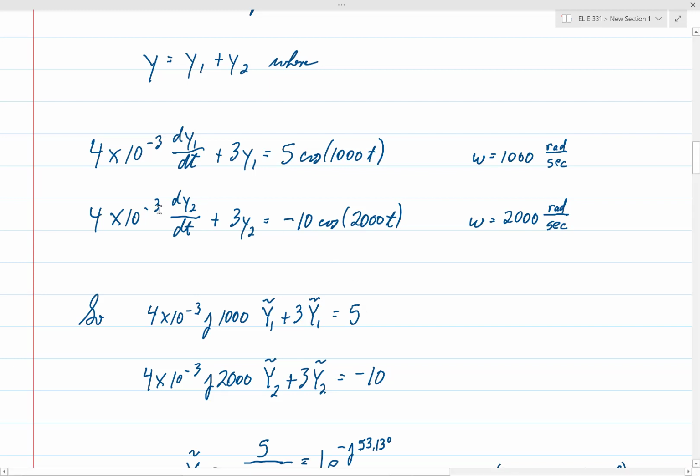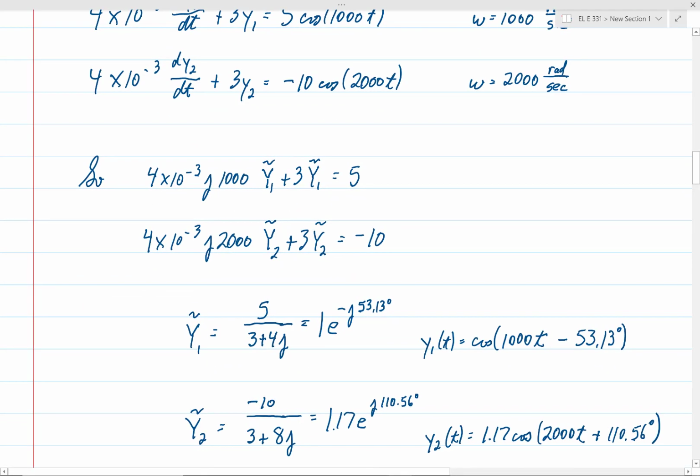But for the second problem, when we take the phasor of each side, okay, we'll get 4 times 10 to the minus 3 coming down, but the j omega here is j times 2,000. So that's going to actually change the equation. Now then we get y2 tilde, and then 3 y2 tilde, and this minus 10 cosine of 2,000 t will just become minus 10.